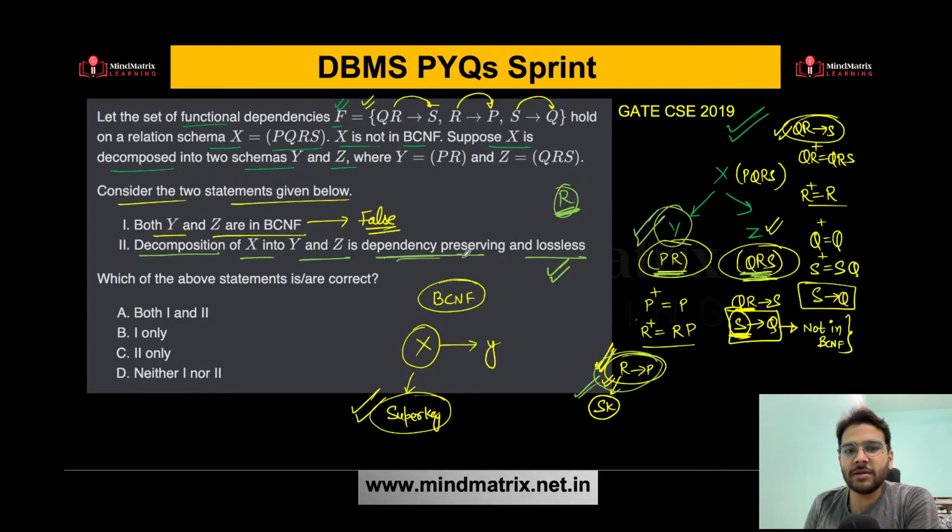What about dependency preserving? Dependency preserved or not? Let's see. R determines P. Yes, it is preserved here. S determines Q. Yes, it is preserved here. QR determines S. Yes, it is preserved here. So all the dependencies are preserved. So this is dependency preserving and this is lossless as well. So the second statement is true. The second statement is correct here.